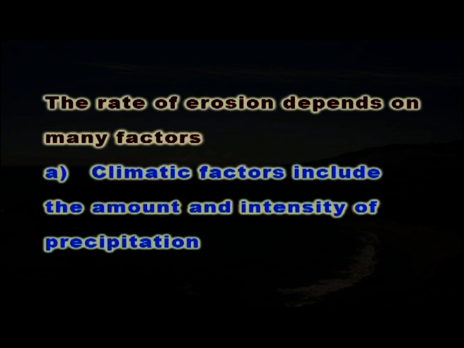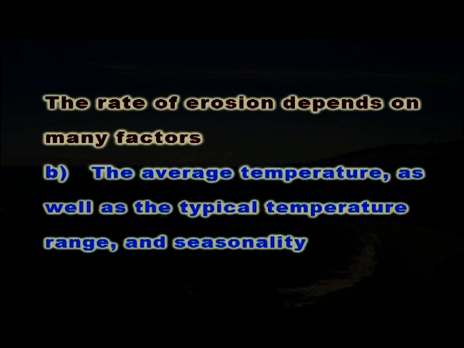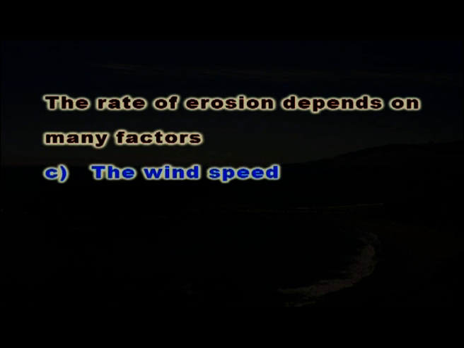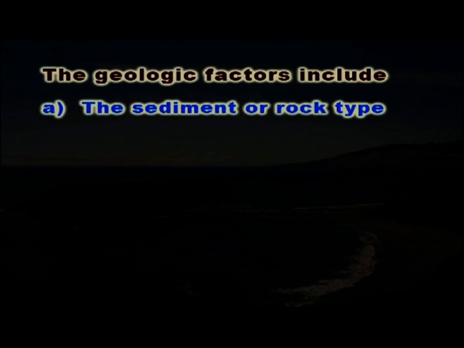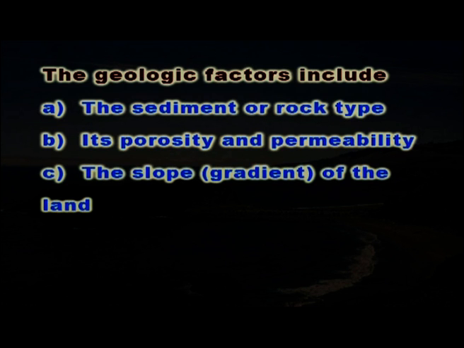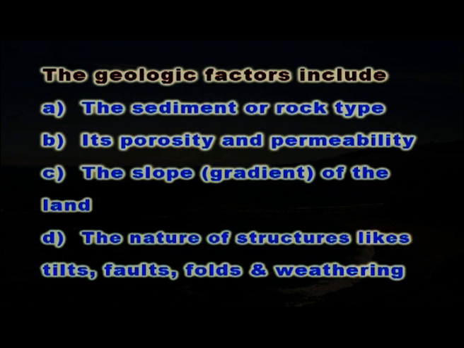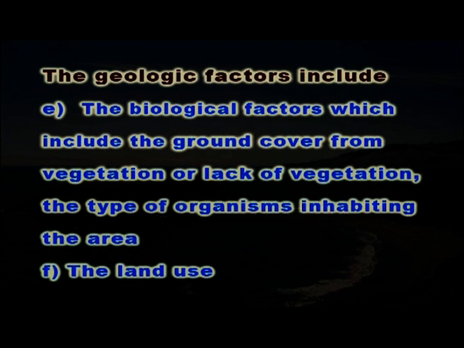These include the amount and intensity of precipitation, the average temperature as well as the typical temperature range and seasonality, the wind speed and storm frequency. The geological factors include the sediment or rock type, its porosity and permeability, the slope or gradient of the land, the nature of structures like tilts, faults, folds and weathering. The biological factors include the ground cover from vegetation or lack of vegetation, the type of organisms inhabiting the area and also the land use.